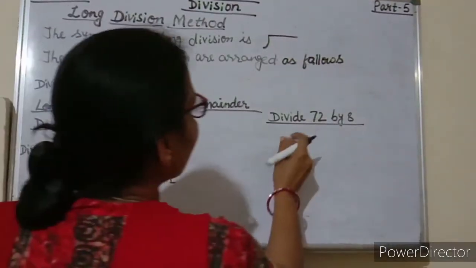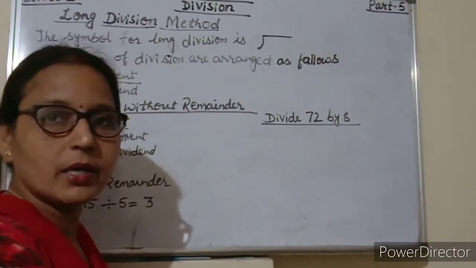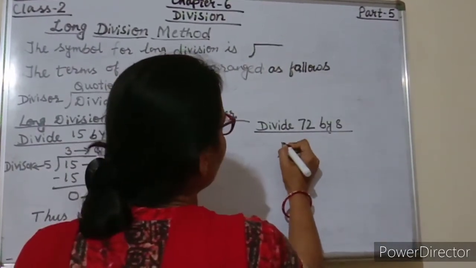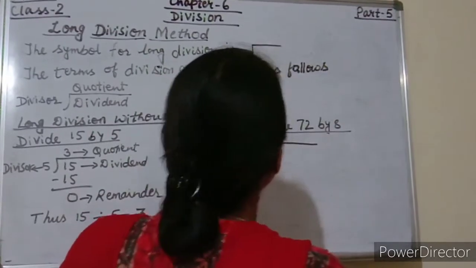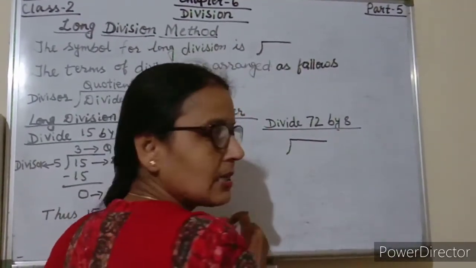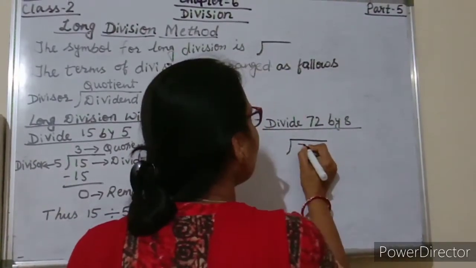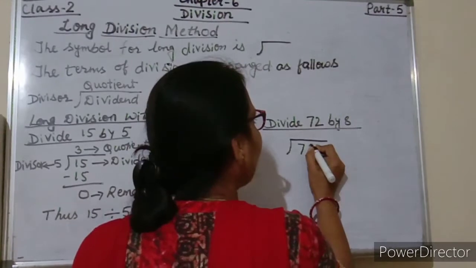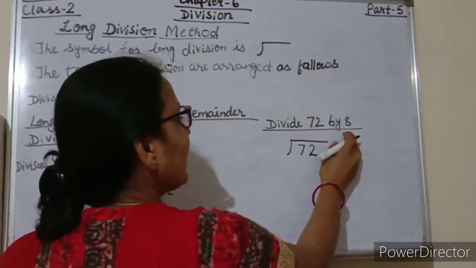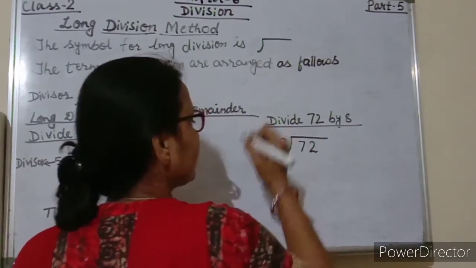Come to the next: divide 72 by 8. So what will we do here? Yes, again we will make a symbol of long division. After that, what will we write as the dividend? Yes, we will write 72 as the dividend here, because we are dividing this number by 8. And what will 8 be? Yes, 8 will be the divisor, so we will write it here.